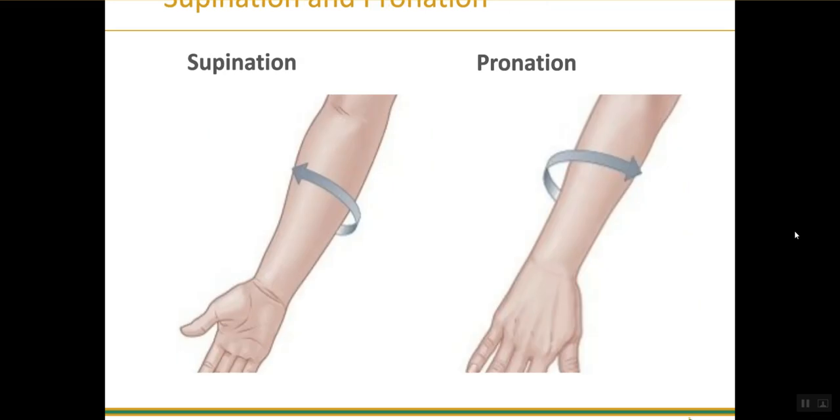And then you have supination and pronation. Supination is the movement of when the palm turns upward, and pronation is when the palm turns downward. Okay, so supination is upwards, pronation is downwards. And all of this can be found on page 143.